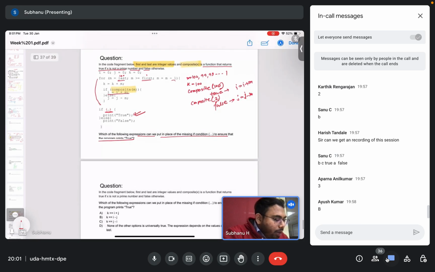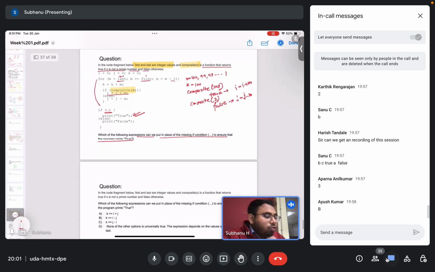So in terms of the if, what should we put: k is equal to i plus j, or k is equal to i minus j, or k is equal to j minus i? Which value should we put there so that we can get true as the printed statement?